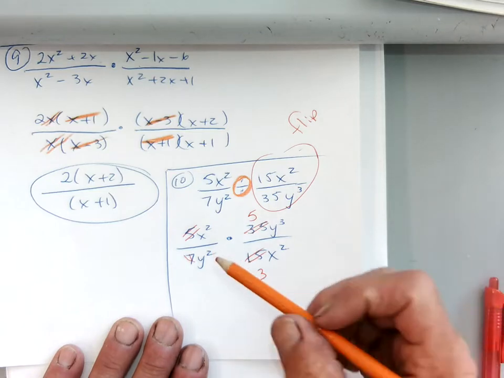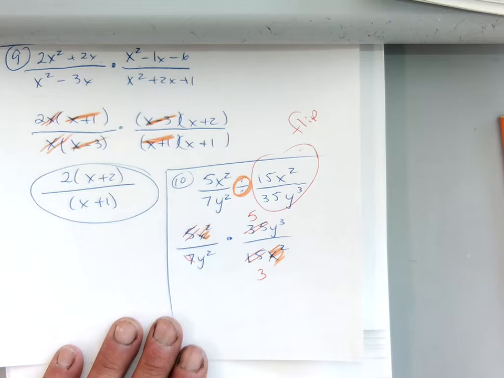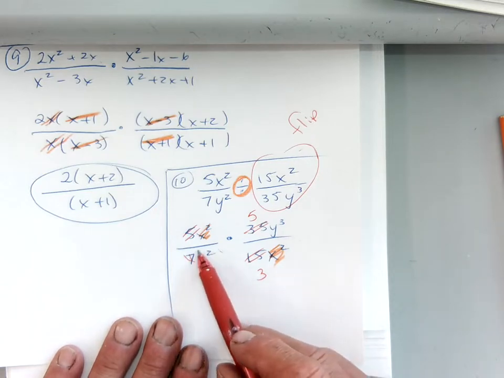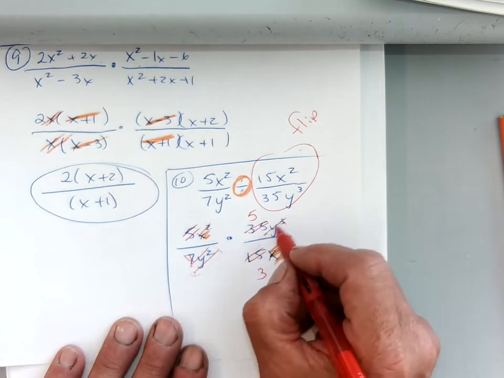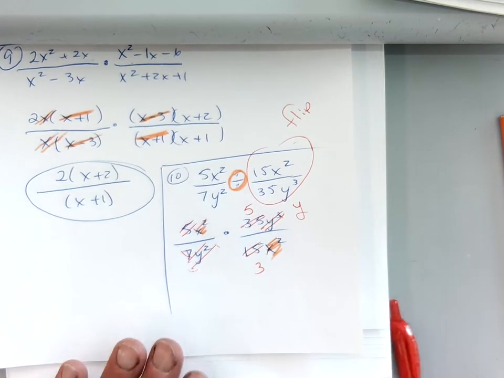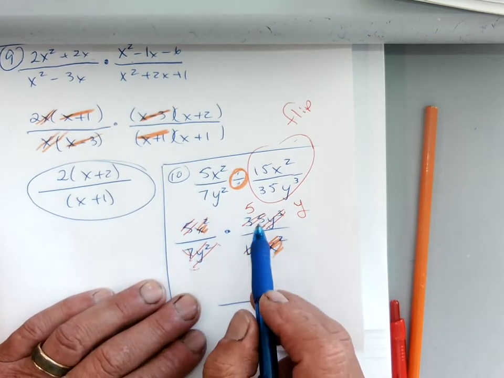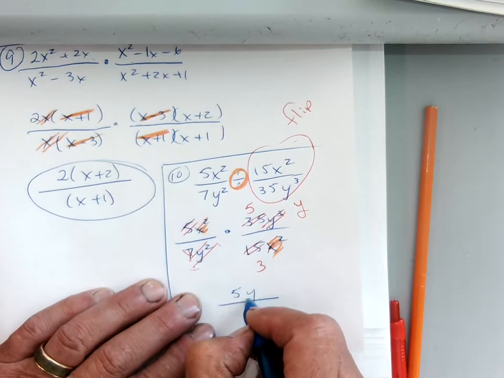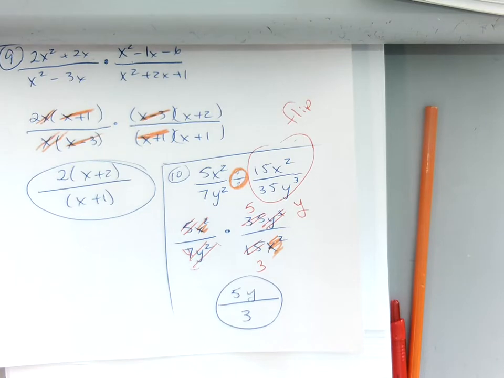X squared with x squared, that just completely cancels. X squared with x squared is gone. And then y squared, y cubed, I'll cancel two of these y's, left with a y. Okay, what's left? Well, in the numerator, a 5y. And in the denominator, a 3. And I'll wait for you, okay? That's 10.